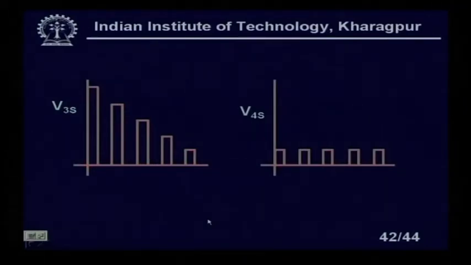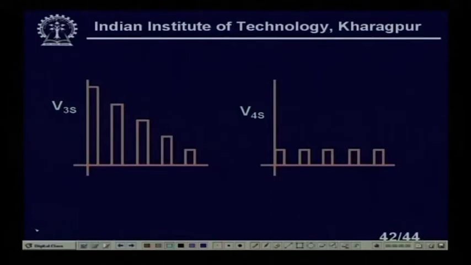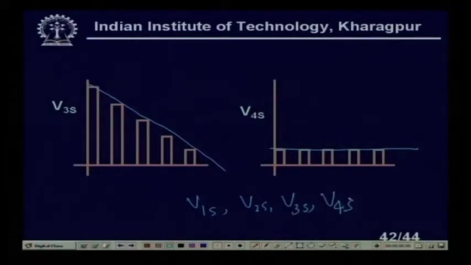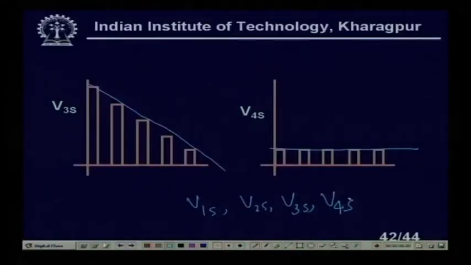Now, what will happen actually? If I pass this signal, how will you retrieve the original? My original signal does not look like this, is it not? How does my original signal look? My original signal looks like this. So these signals, V 1s, V 2s, V 3s, V 4s, should pass through a low pass filter. If I pass them through a low pass filter, obviously all these things will go out, and I will get a good output which is very close to the input signals.